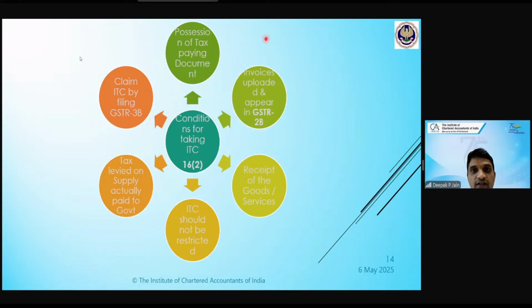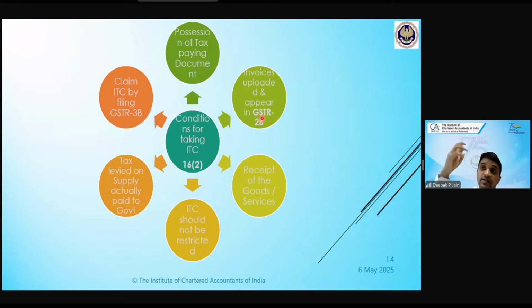What are these conditions? There are 3 plus 3, totally 6 conditions which are to be considered for claiming the credit. Okay, first is you should be in possession of a tax paying document. To claim the credit, all the 6 conditions are relevant. All the 6 conditions have to be satisfied. You should be in possession of a tax paying document. That's the first condition. Second is the invoice which is uploaded and appearing in your GSTR 2B. Only then can you claim the credit.